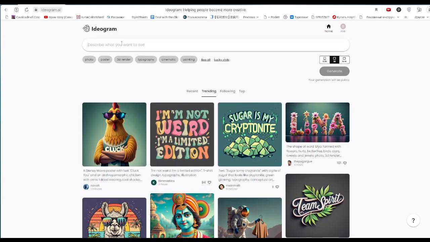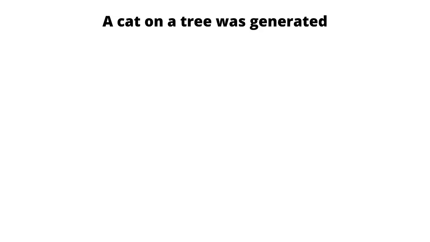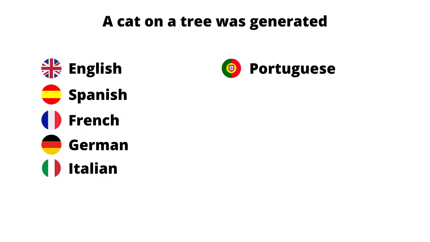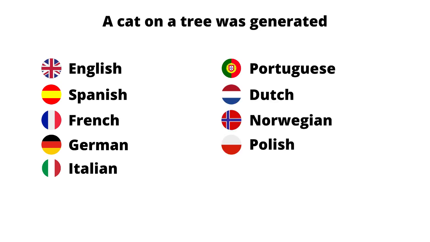Firstly, there's the prompt input field. Ideogram understands many languages, but not all equally well. I tested 20 languages and grouped them into 3 categories based on the image results for the prompt "cat on a tree." A cat on a tree was generated: English, Spanish, French, German, Italian, Portuguese, Dutch, Norwegian, Polish.